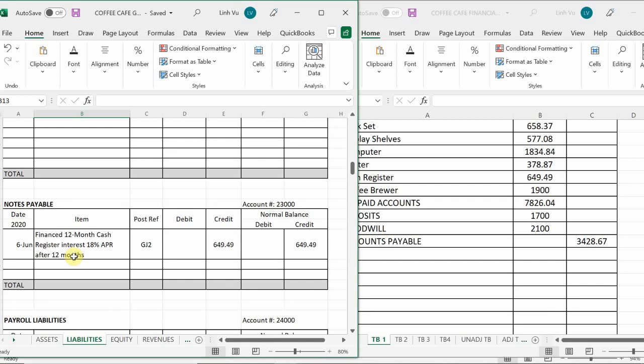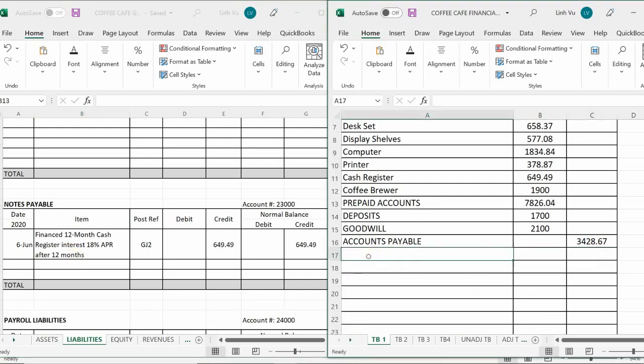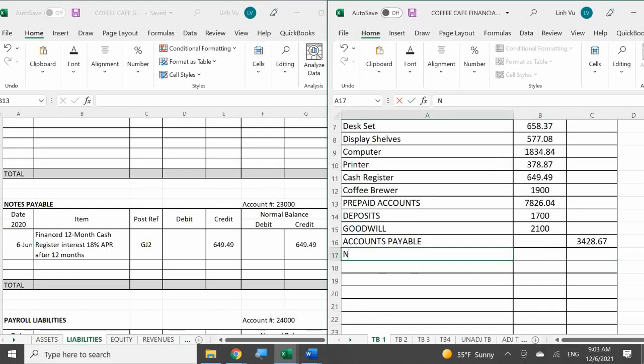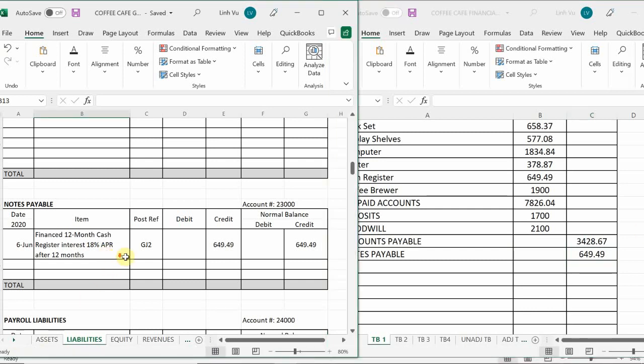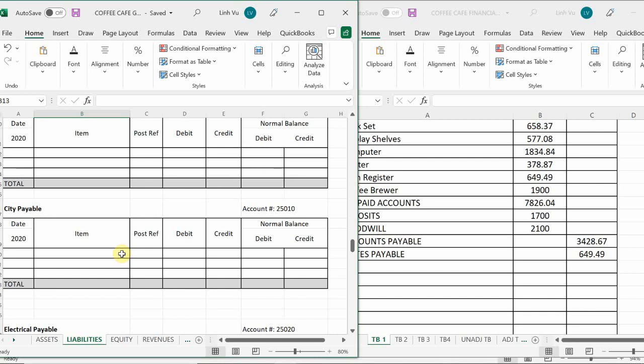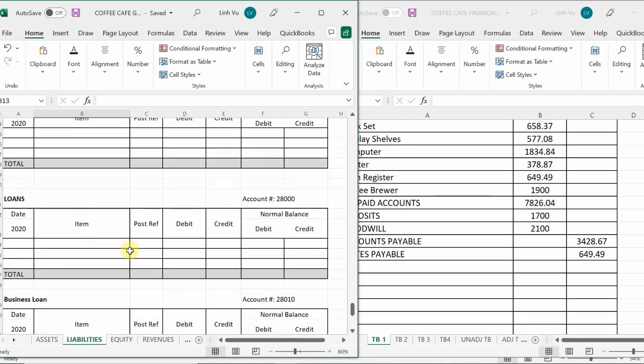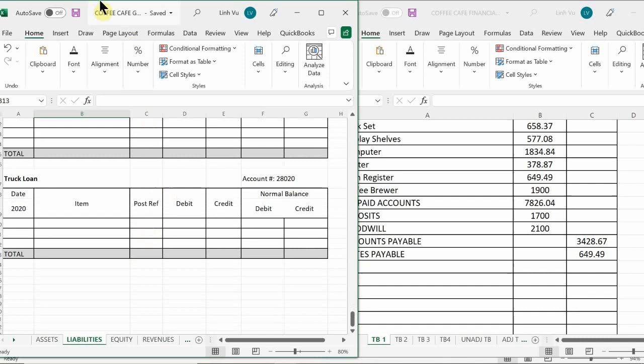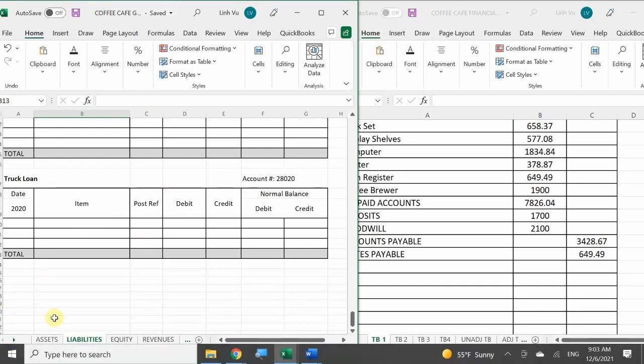And then here we have a notes payable, right? Because we bought the cash register, right? We financed it for $649.49. Okay. And I will go ahead and let you know that we haven't incurred anything yet. We don't have employees, so no payroll liabilities, and so on and so forth, right? We haven't got any loans or anything like that. So we are done with liabilities here. Okay.